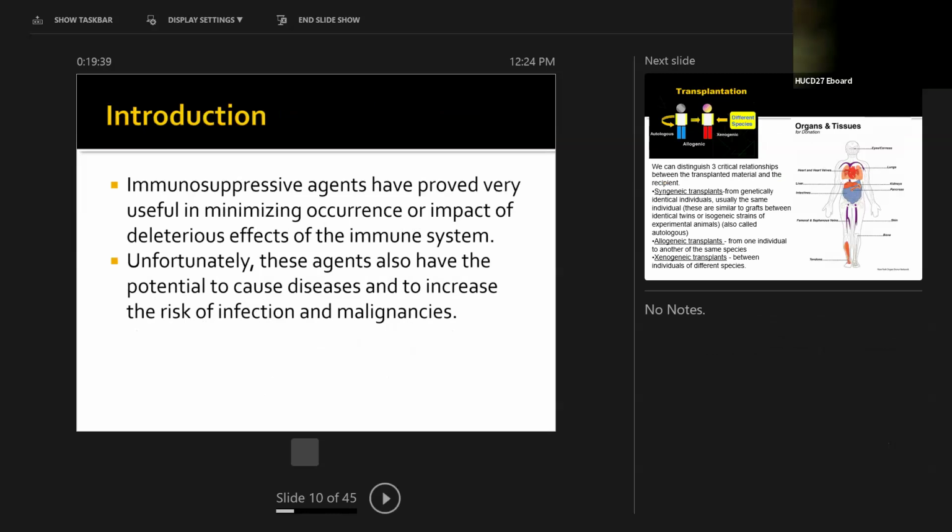And so what is important is that the immunosuppressive agents that we use today can be used against that system itself, right? To target that particular system. They've been proven useful in minimizing occurrences or impacts of any deleterious effects of the immune system. And although these drugs are useful, they also have a high degree of adverse events associated with them, where they've been prone to causing diseases and to increase risk of infection and malignancies. Right? So those are some of the things against these immune suppressant drugs, because when you suppress the immune system, you're prone to what? Infection. Okay.